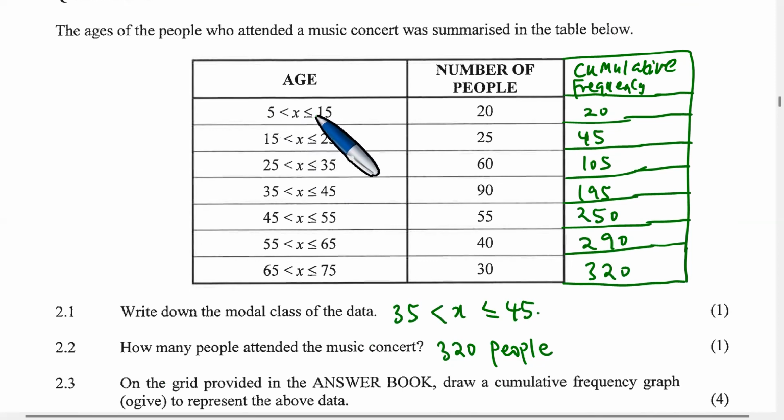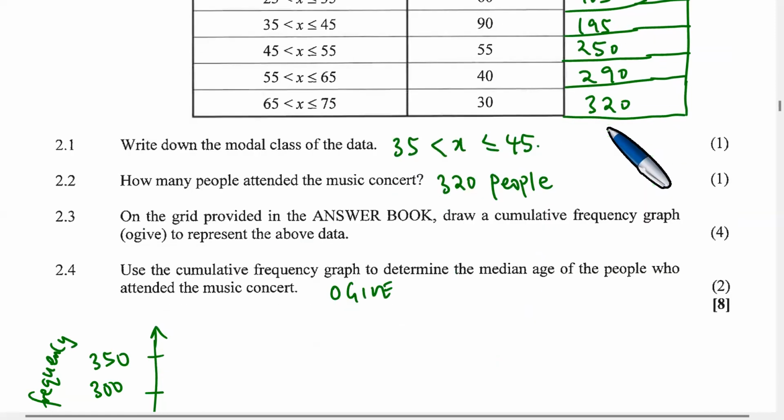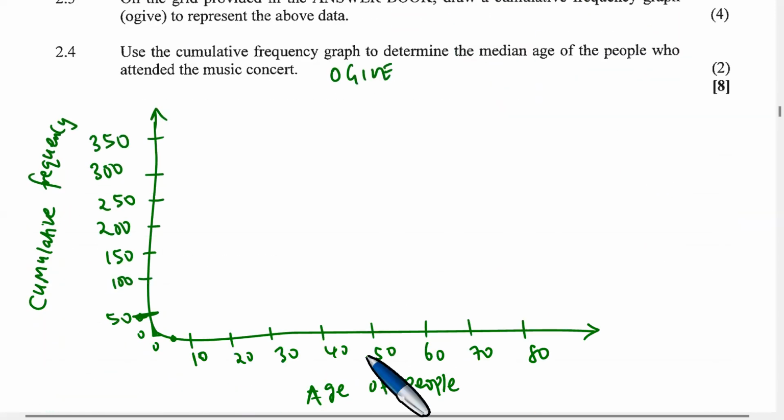Next, after that, there is 15. And now 15 itself is certainly included. So at 15, we have 20. So you come here and say at 15, which is like here, you have 20. And you're going to have something like this.